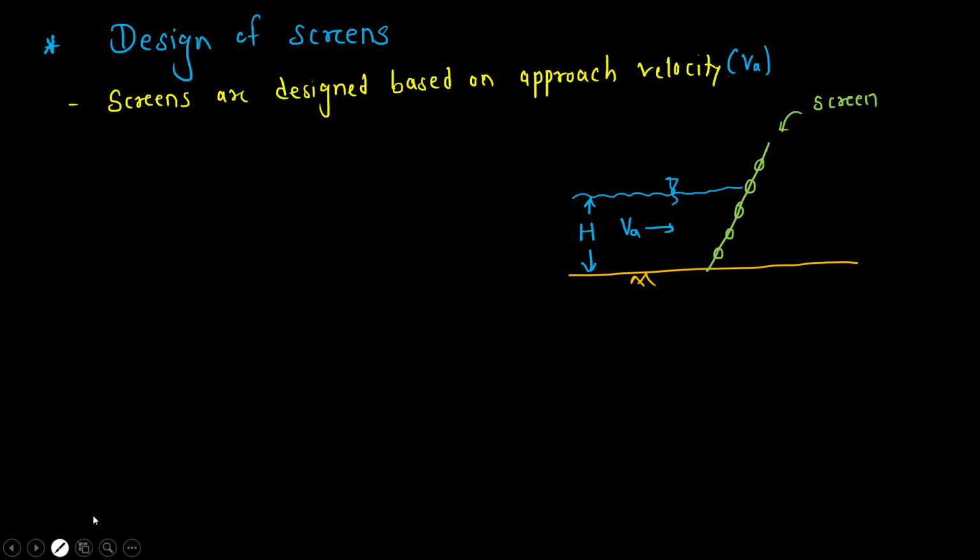When the water passes through the screen, due to the obstruction provided, there is a head loss. So the final head we'll name H dash, the height of the water after the sewage passes through the screen, and the final velocity we'll name Vs. This velocity is called the velocity through the opening of the bar screen.